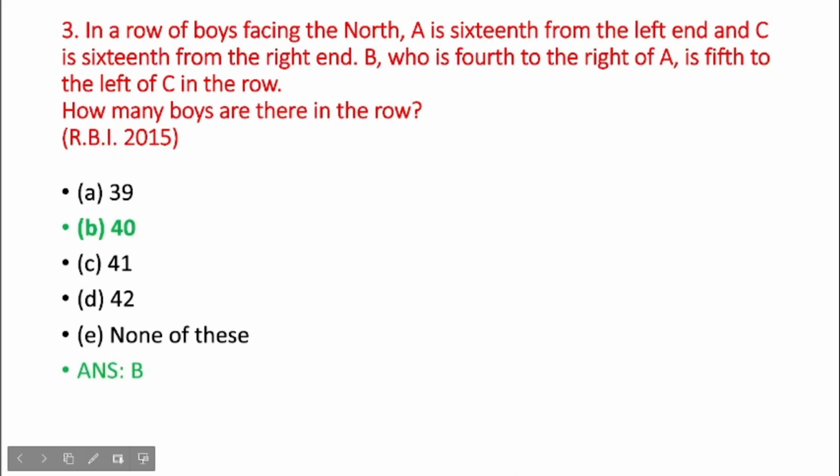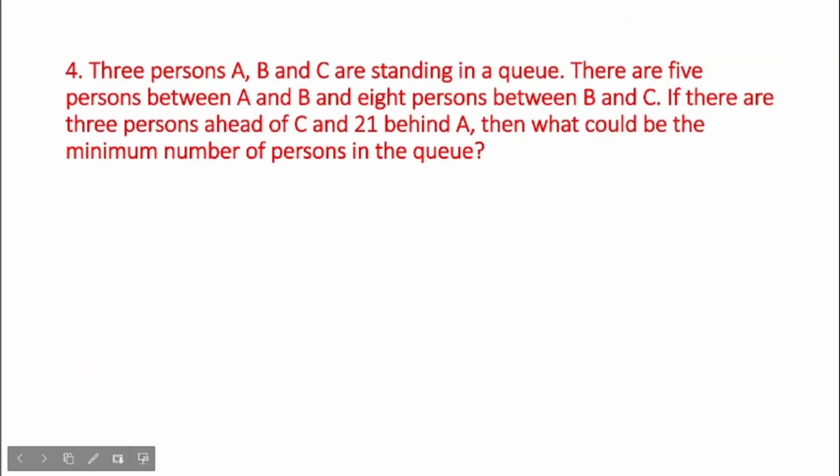The answer is 40. So this is a way to solve a question where the positions of multiple people are given and we are asked to find out how many persons there are in total, right? So we will see the next question. So let's see the question.